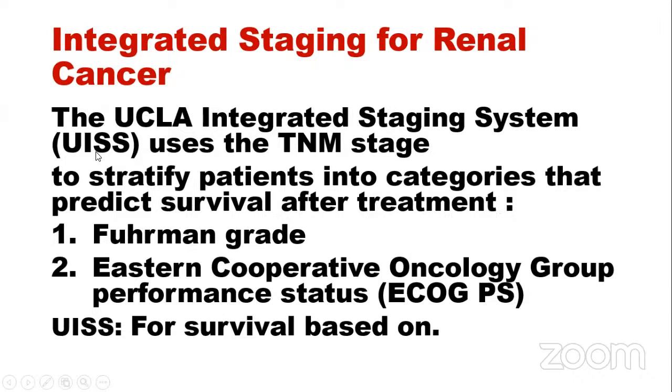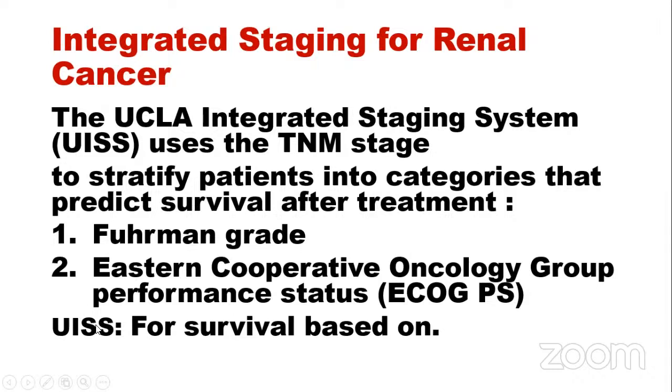It is abbreviated UISS. This is used with TNM staging to stratify patients into categories that predict survival after treatment. We have the Fuhrman grade and the Eastern Cooperative Oncology Group Performance Status, known as ECOG.